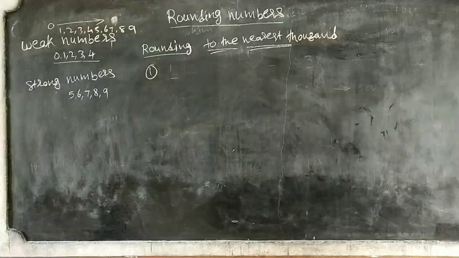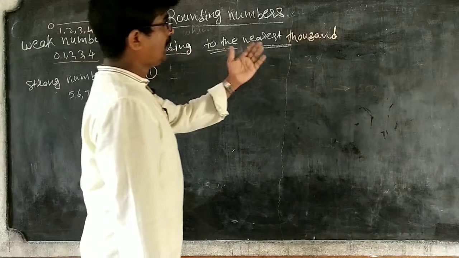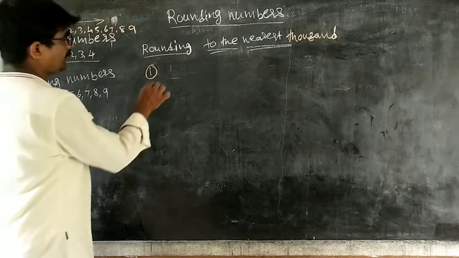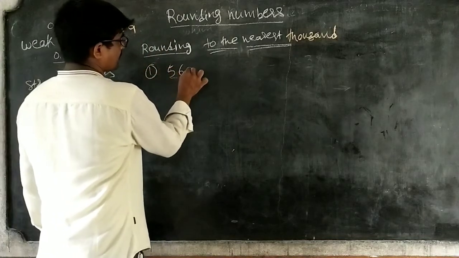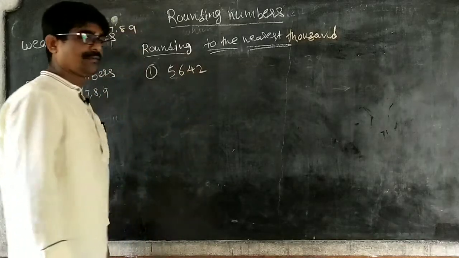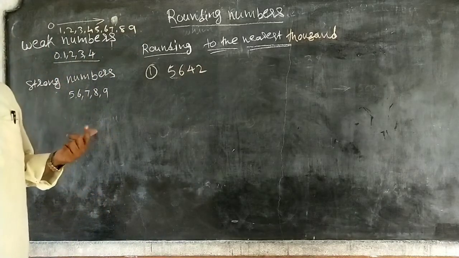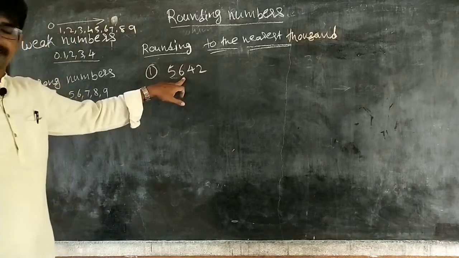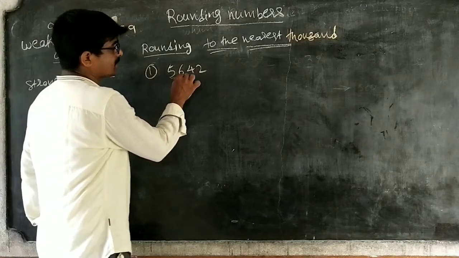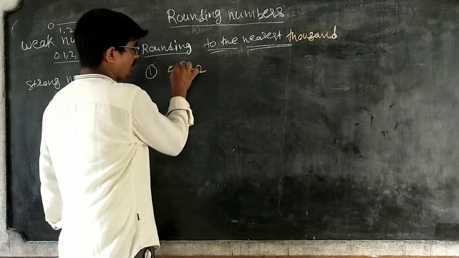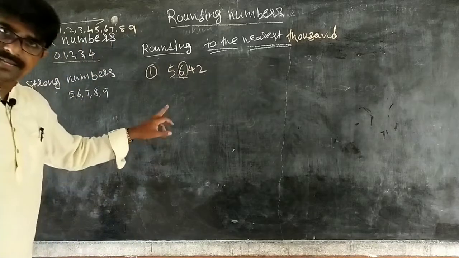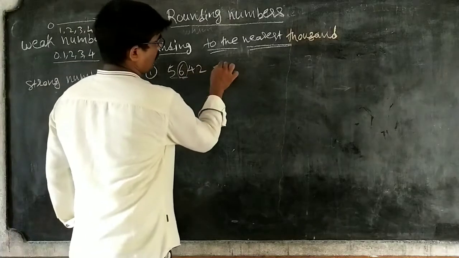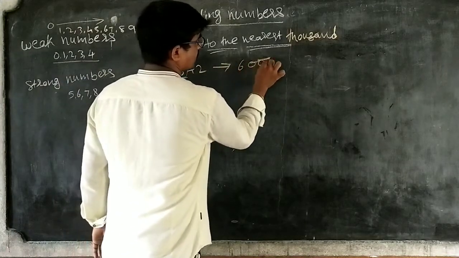Next, rounding to the nearest 1000. Simply take 5642. Nearest 1000 means you have to look at the 100 place. Here in the 100 place you have 6. 6 is a strong number. That's why you have to write 6000.